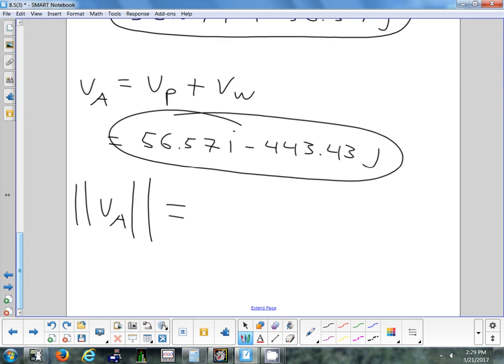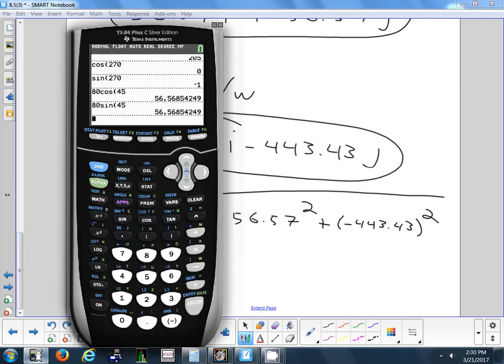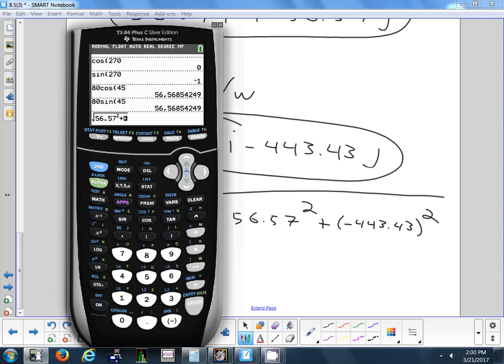So then you're going to take 56.57 squared. Yep. And then you're going to add that to 443.43 squared. Yep. And then you're going to take the square root of all. So let's just type that in. I'm just going to type it in all in one step and see how fast the plane is going. So 56.57 squared plus, it doesn't matter if I put the negative in because it's going to cancel out anyway. 443.43 squared.